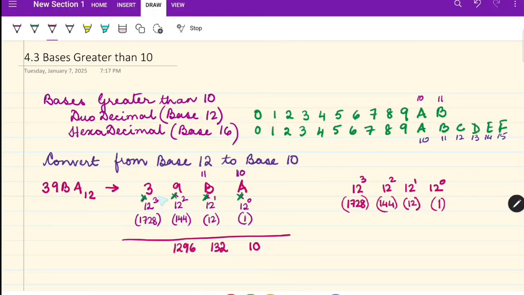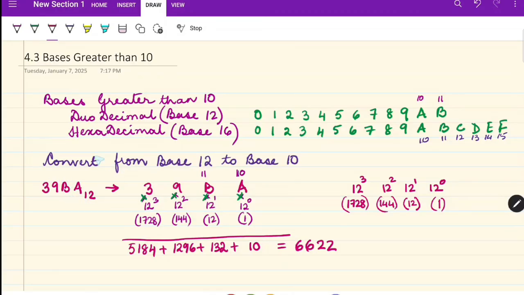1,296. And then we have 3 multiplied by 12 cubed, or 12 to the power 3, which is 1,728. So 3 times 1,728 is 5,184. All right. And then at the end, we add all these values up, and we get a value of 6,622.